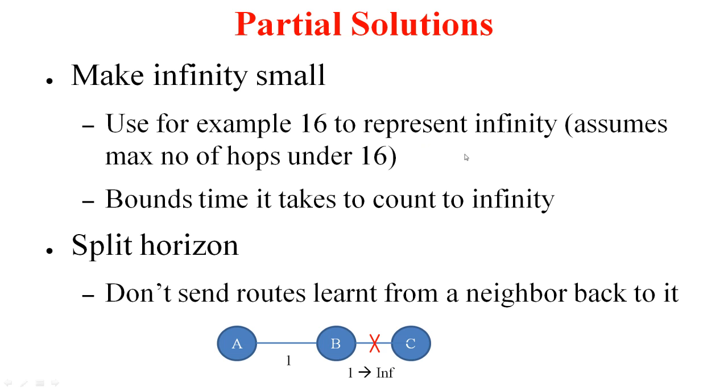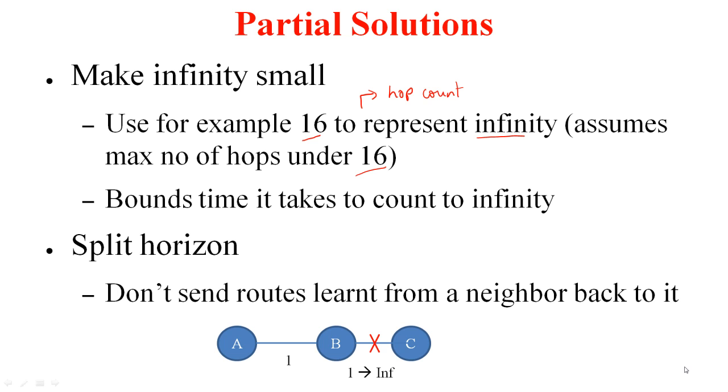So for example, you could use 16 to represent infinity, where in this specific case, I am assuming that I am going with a cost metric, which is a hop count, and I am assuming in the given network topology that the maximum number of hops are under 16. So for that particular topology, since between a given node to another node, the maximum hops will not exceed 16, if you are seeing numbers greater than this, that means set it equal to an infinite cost. All this does is it bounds the time it takes to count to this infinity.